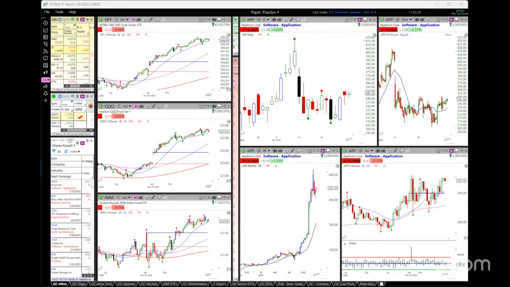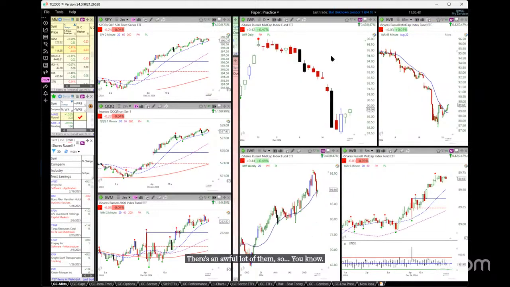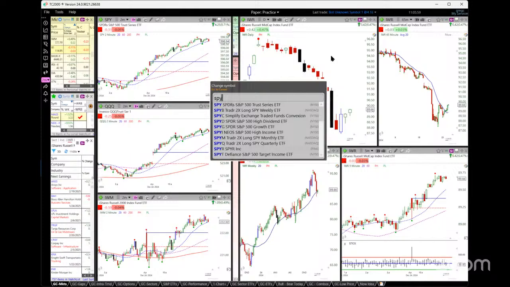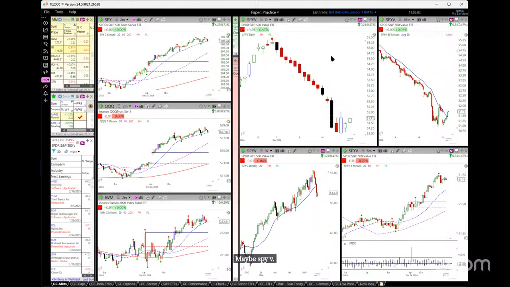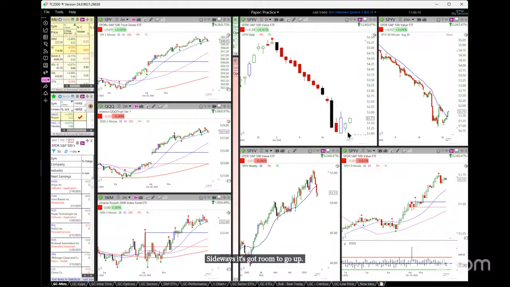Another one of those beaten down things that could pop. There's an awful lot of them. So, take your pick. Maybe SPYV. Doesn't look as good. 65's not sideways yet. That's what we want to see, something that went down, went up, and went sideways. It's got room to go up. This would need more time.